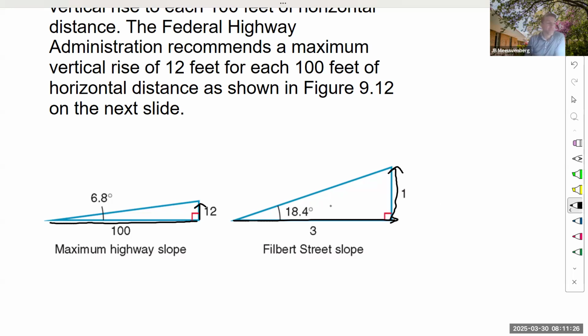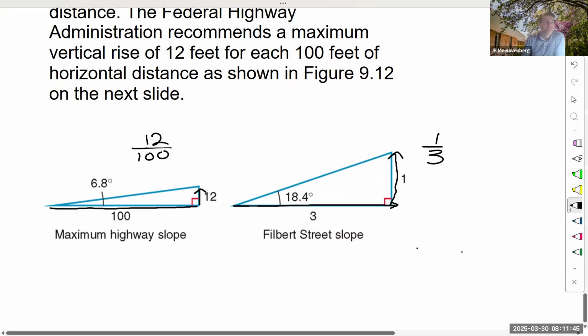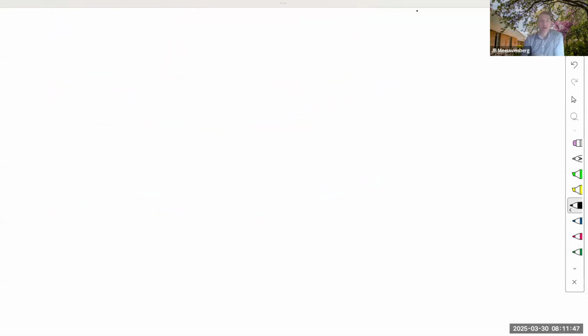It's always comparing your vertical change to your horizontal change. This one would have a slope of 12 to 100. This would have a slope of 1 to 3. Very, very different fractions.